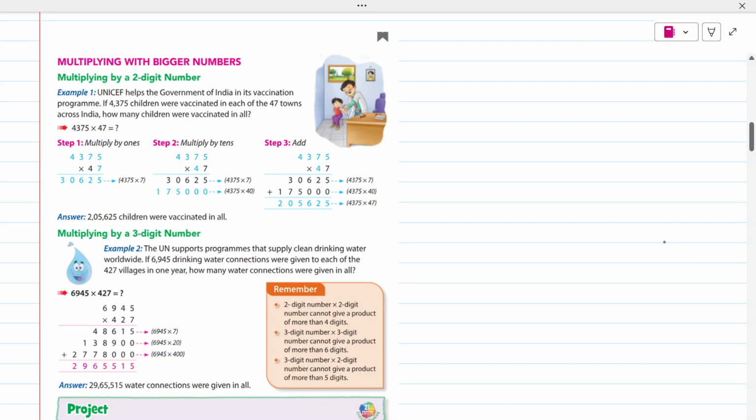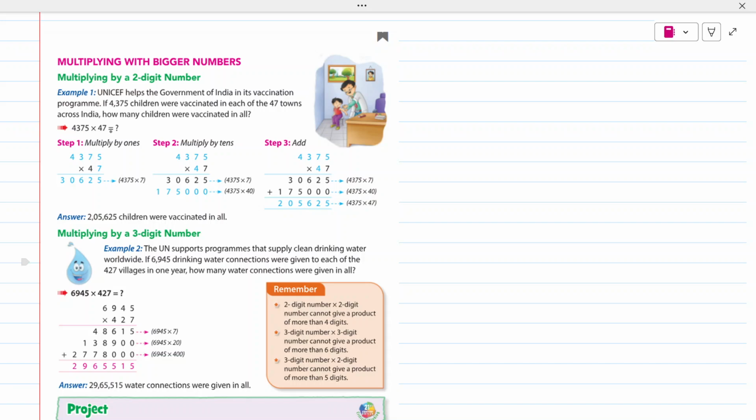So now what we have here is we have to multiply with the bigger numbers. We are given multiplying by a 2-digit number and then multiplying by a 3-digit number. How we have to multiply with the 2-digit number is shown here. First of all, we have to multiply by the ones and then we have to multiply by the tens in the case of a 2-digit number, and after multiplying we have to add both the products. So I'll tell you how this has to be done.